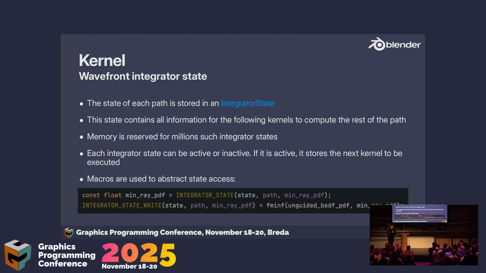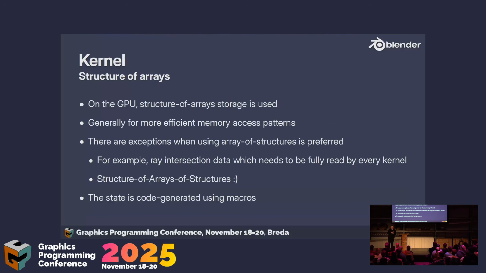The state might be either inactive if the ray terminated, for example, hit the world, or it could be active, and if the path is active, then the state will say which kernel it wants to execute next. To access the state, we use some macro logic to do either read or write to it. The reason we needed to do it is because we actually use a different layout on the CPU and the GPU. While on the CPU we follow the more traditional array of structures approach, on the GPU we implement a structure of arrays approach, which usually ends up in better memory access patterns.